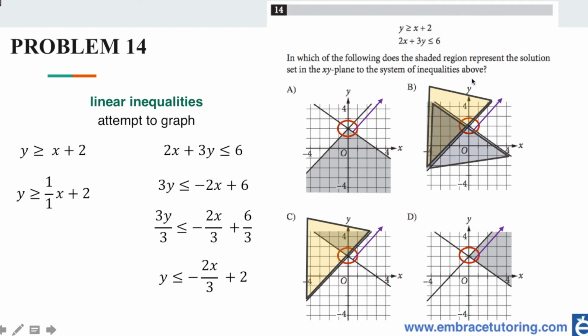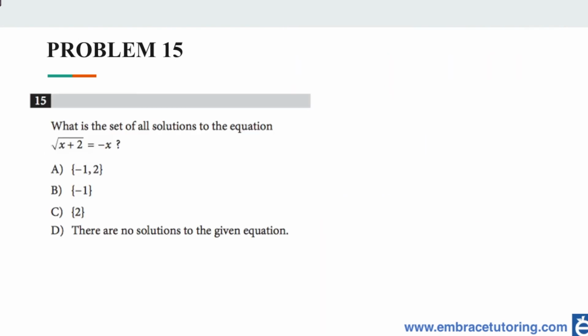The only difference is, and the reason why you just saw this pop up on B, is that this is less than. So it will need to appear under your linear line. It will need to appear under your function. Now, the question is asking you, in which of the following does the shaded region represent the solution set in the xy plane? Now, this is the only area here that actually had the double set. So B had this set here initially colored in, which means B is actually my best possible answer for question number 14.